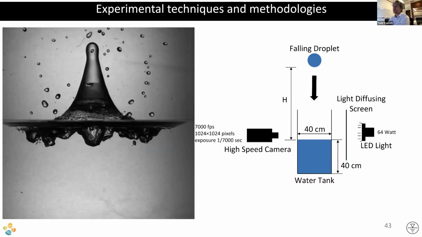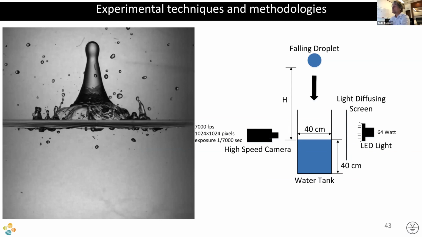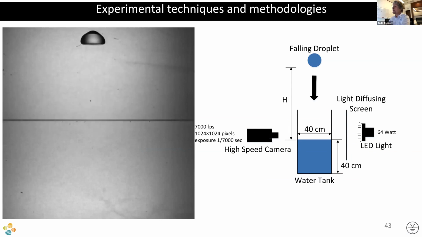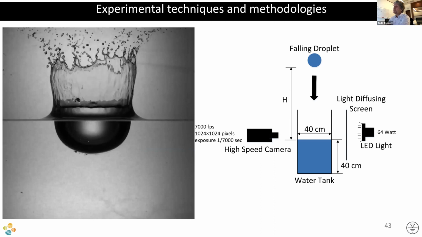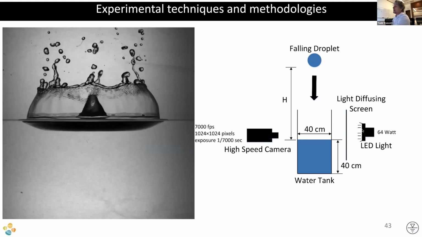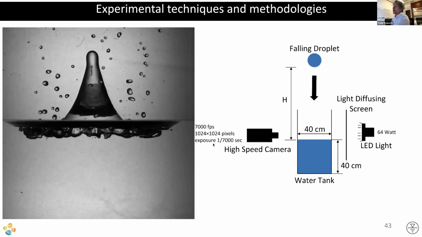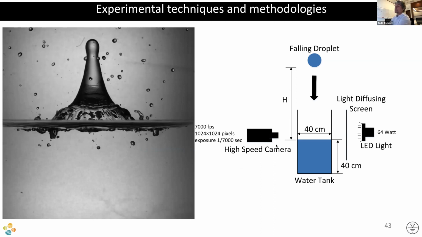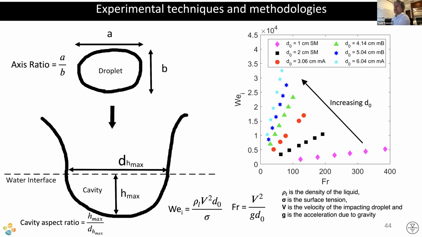All right, here's the experiments. You have the droplet. We're going to drop onto a water tank. The water tank's about 40 centimeters high and about 40 centimeters wide in both directions. We have a light on the right-hand side with a diffusing screen, and then we'll use 7,000 frames per second to capture this.